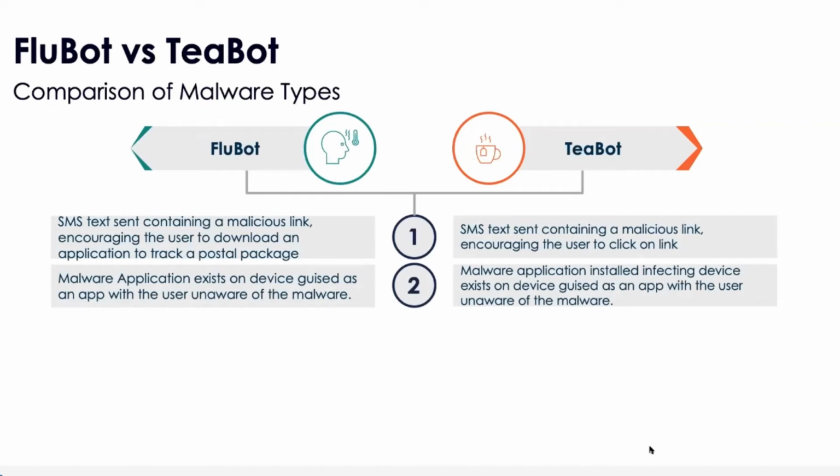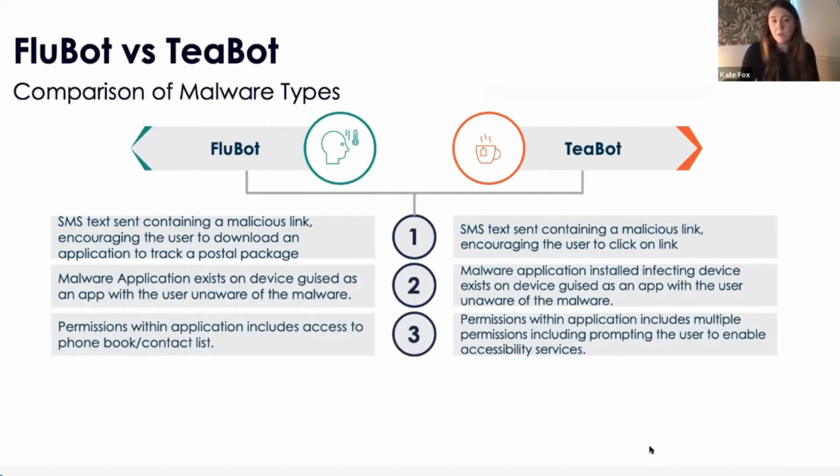The app would then be downloaded, and it would exist as a normal app that the user wouldn't be aware of. That was similar on both Flubot and TBot. The key permission for Flubot, which is quite an interesting one, is that they had the ability to access the user's phone book and contact list. So if you think about how that attack would start, it was actually sending a text message. If they've already infected someone's device, they're going to get the phone numbers of that user's contacts. So the fraud attack spreads quite quickly, and that was one of the main permissions that Flubot exploited really.